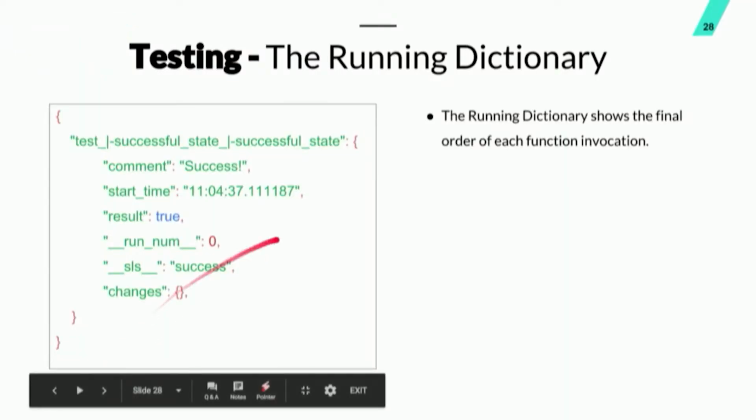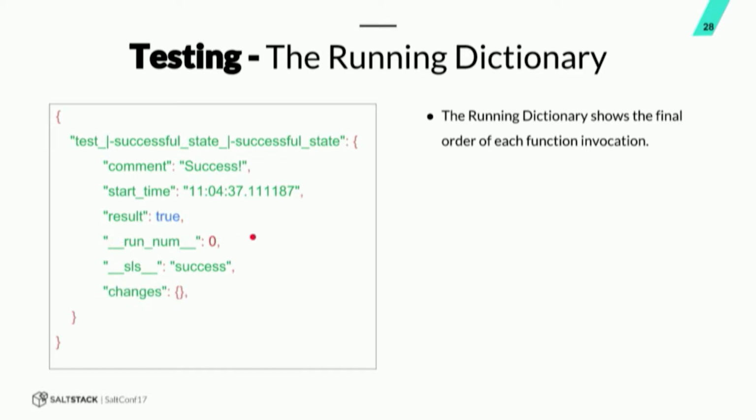Right. So, here's the running dictionary in JSON format. I've omitted a few things because the slide is not big enough, but you can see the changes dictionary is non-empty. Run num is just a counter of what order things ran in, starting from 0 and incrementing from there. Result is true, says whether or not the state was successful or not. And that's it, right? Those are the values that are used programmatically by other states to say, did this thing that I depend on succeed or fail or produce changes?